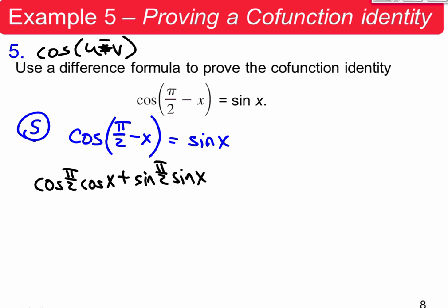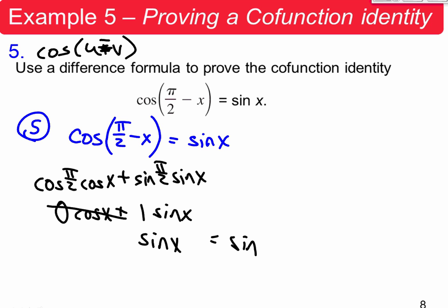And, you know, from your table or whatever, what's the cosine of pi over 2? 0. Cosine x plus, what's the sine of pi over 2? 1 times sine x. And then this is just 0, and so it's 1 sine x. And so it's just sine x equals sine x. And that's all you have to do for proving it.